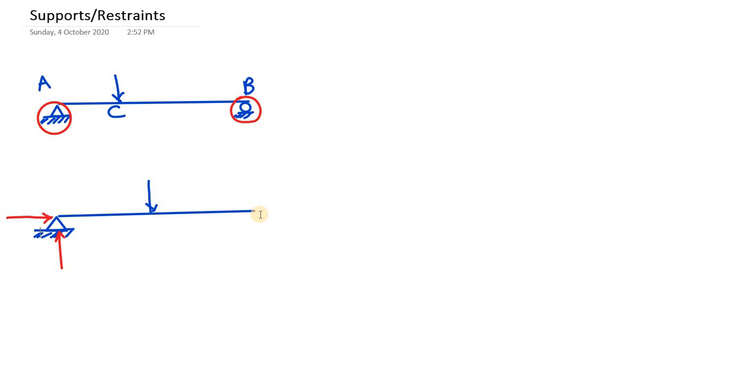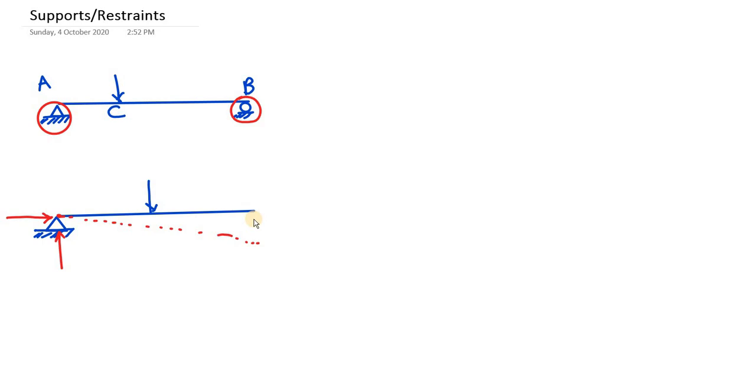So what will happen if only this support is present? This beam will remain at its position vertically as well as horizontally at this end, but the whole beam will rotate like this. What does it mean? This support was unable to prevent this rotation.